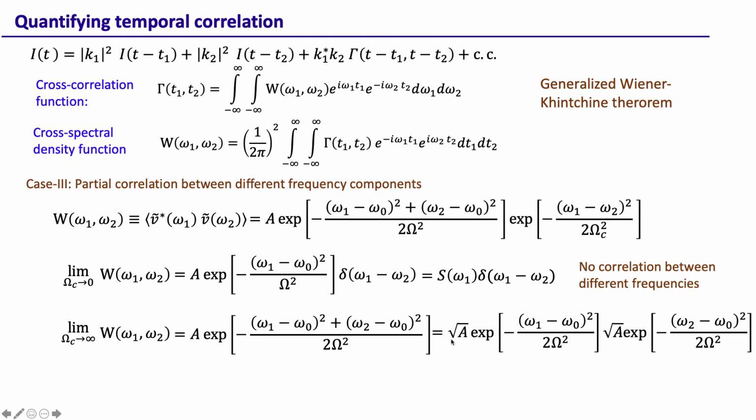We can actually write this as a product of two terms, and this is basically the complex conjugate. In this case it does not really matter, but this is simply written as a product, which is V star omega 1 V omega 2. So this is the case of perfect frequency correlation between different frequencies. I am not going to go into the details of this one, but I am just showing it as an example of the cross spectral density function, one extreme of which is no correlation between different frequencies, and the other extreme is perfect correlation between different frequencies.